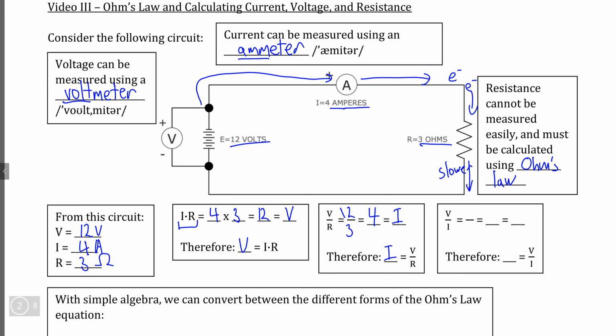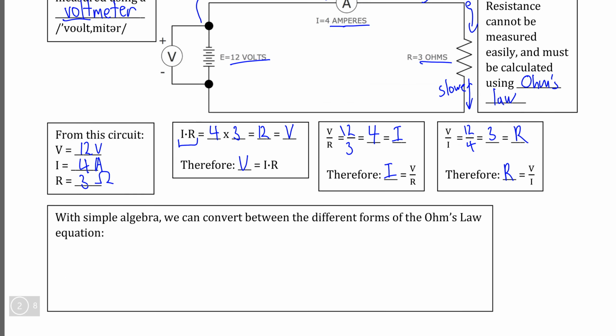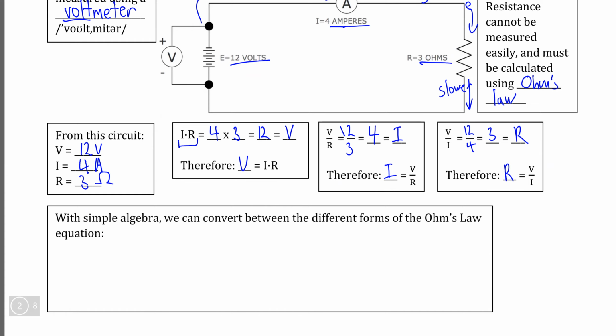And finally, if we try this last form where we have voltage divided by our current, if we take 12 volts divided by 4 amps, we get 3, because 12 divided by 4 is 3, which is equal to our resistance. So we see that the mathematical relationship between resistance, voltage, and current is that resistance is equal to voltage divided by the current of electrons, or the current showing the rate of electron movement in the circuit.